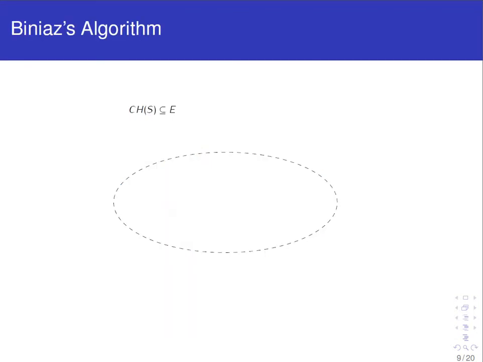Here we present Biniaz's algorithm to construct a plane spanner on a set of points in convex position. First, the algorithm adds the convex hull edges to the edge set. Then it finds the farthest pair of points. Next, it removes the farthest pair. Now we have two convex chains. The algorithm finds the closest pair of points between these two chains.